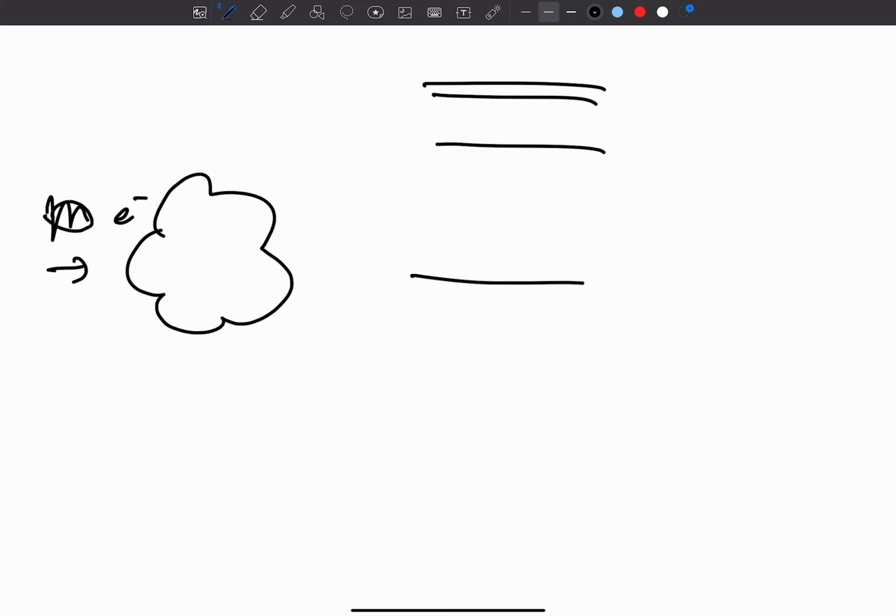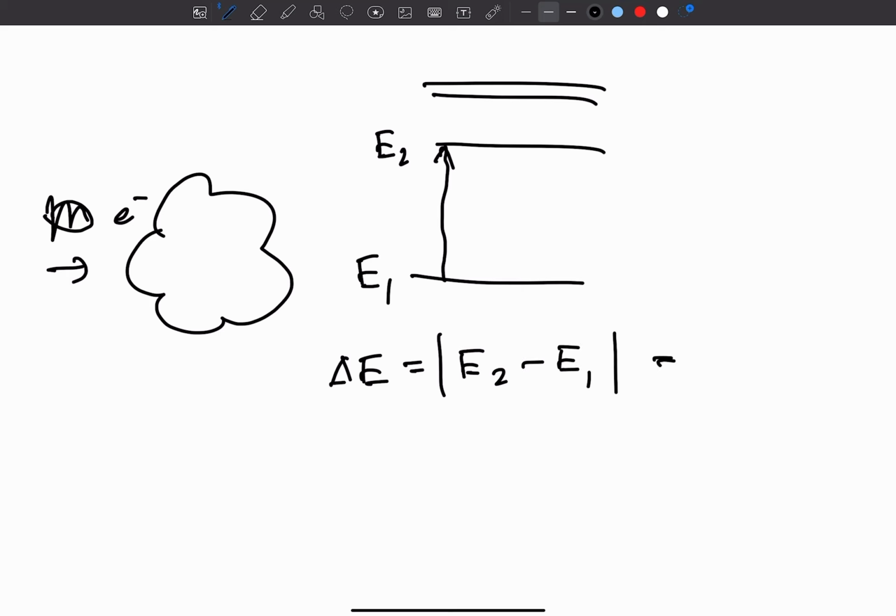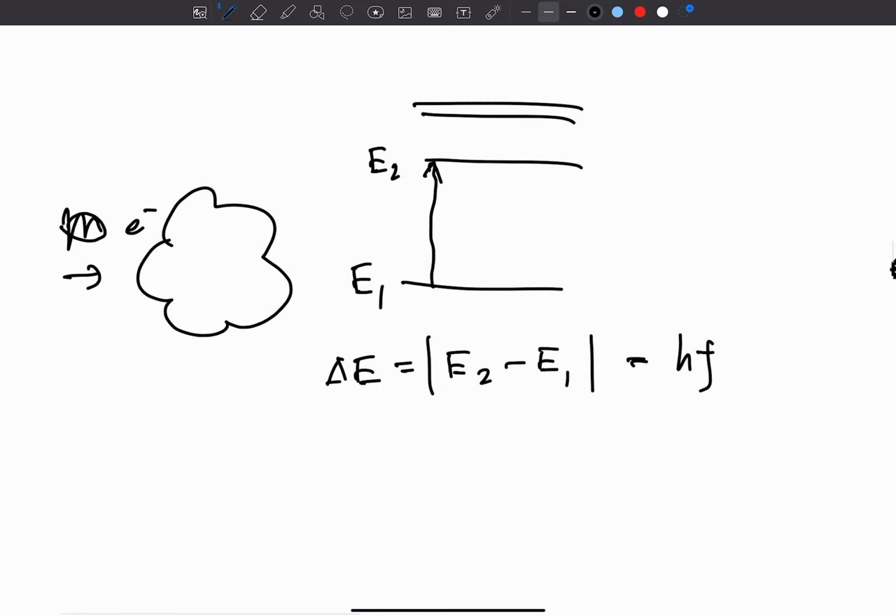By how much will it be excited? It will be excited to an energy level where the difference in energy level is equivalent to the energy of an incident photon, right? So it could go here, it could go here, it could go anywhere, as long as the energy of the incident photon exactly is the same as the difference in the energy level between two energy levels inside the atom, right?